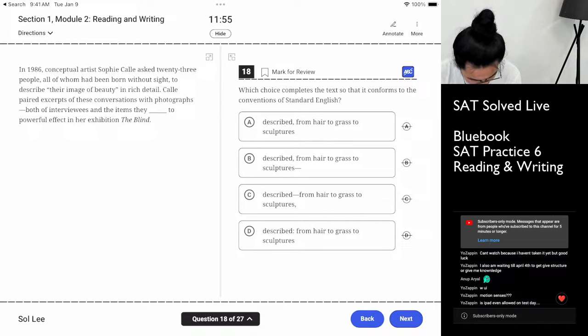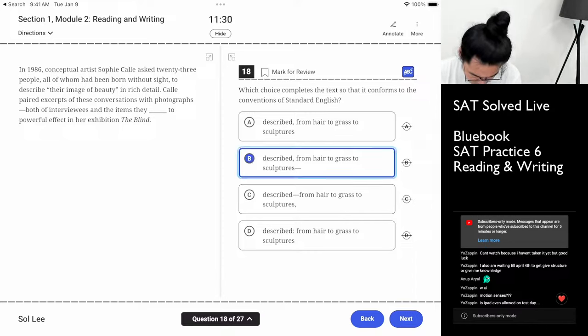Sophie Calle asked 23 people to describe their image of beauty with photographs. Both of the interviewees and the items they described, comma, from hair to grass to sculptures, to powerful effect. She paired them to powerful effect in her exhibition, The Blind. Okay.